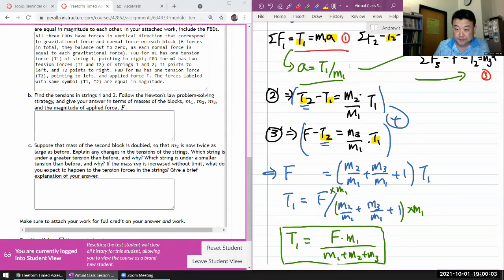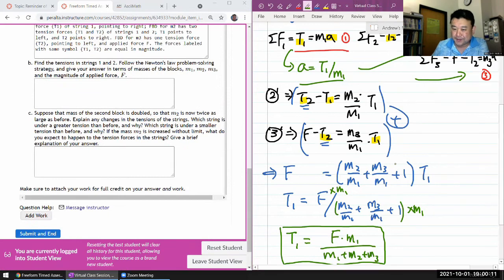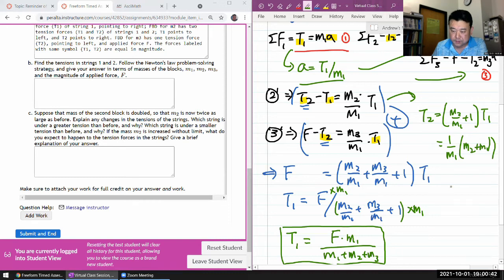Now I need to solve for T2. Did I waste too much time talking? All right, I gotta go faster. I'm just going to grab this expression here. So my T2 is equal to, sorry, I shouldn't try to do it so fast that I make mistakes. Okay, that's what it is. And if I want to, it'll be 1 over M1 times M2 plus M1 times T1. So T2 should be T1, all of this, times this factor. You see, M1's cancel out, so T2 should be just F times M1 plus M2 over M1 plus M2 plus M3. That's pretty.